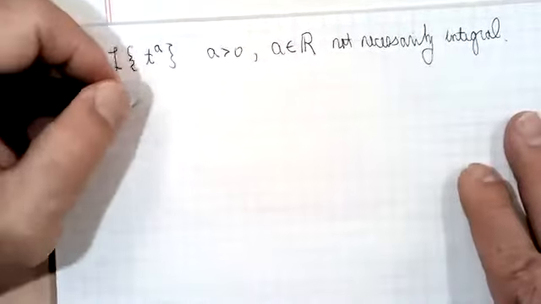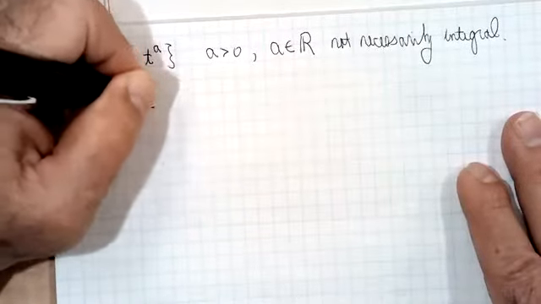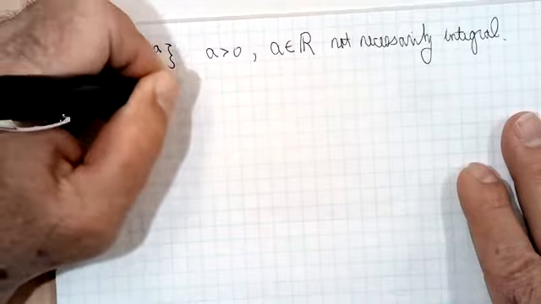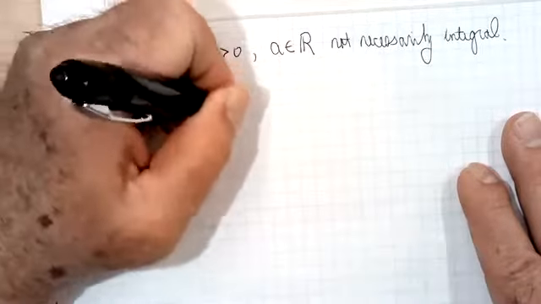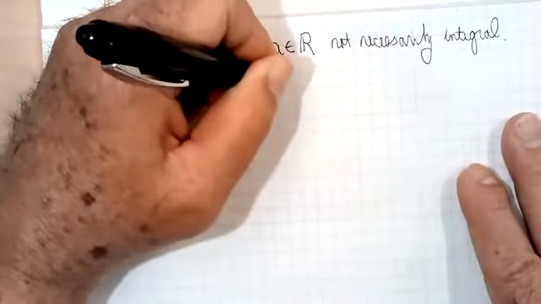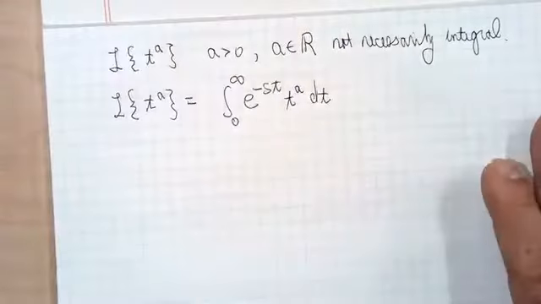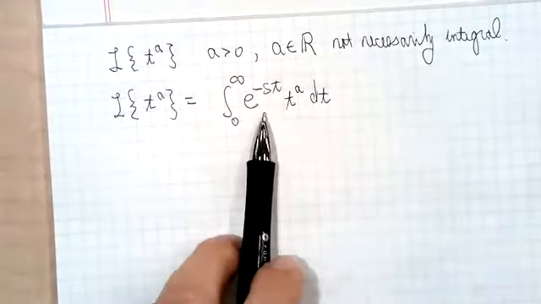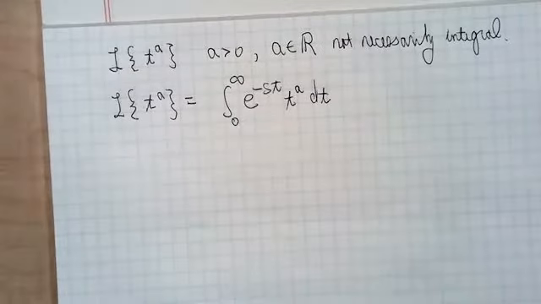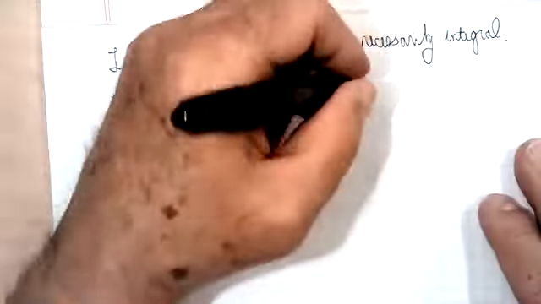All right, well, the Laplace transform of t to the a is the integral from 0 to infinity of e to the minus st times t to the a power dt. Now, we could do parts and knock that power down by 1, as long as a were at least 1. But that turns out not to be the best strategy here. It works a little bit better if you do a change of variable.